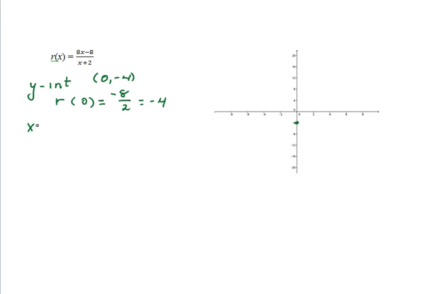y-intercept. The x-intercept is found by solving r of x equals 0. So we know that for the rational expression to be 0, its numerator would be 0. 8x minus 8 would have to be 0, and x would have to equal 8 divided by 8, which is 1. So the ordered pair (1, 0). So that would be about here.